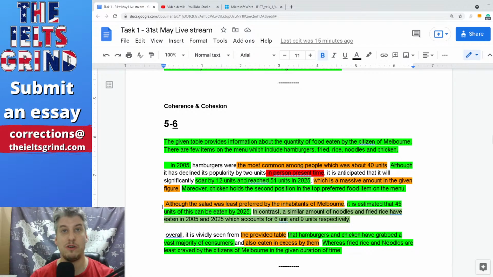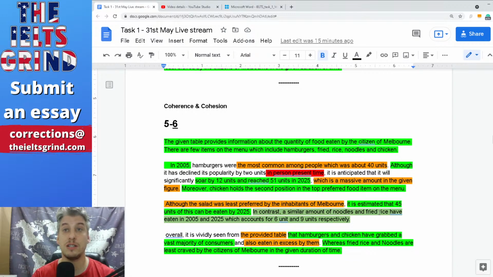Moving on to body paragraph 2. "Although the salad was least preferred by the inhabitants of Melbourne," it's a little bit difficult to understand. Although salad was the least preferred food by the inhabitants of Melbourne. So again, we need to be very clear what we're talking about. We're talking about food here. So let's say it. And the rest of that paragraph is really good. "It is estimated that 45 units of this can be eaten by 2025." Yeah, it makes a lot of sense. It's following on from everything we're saying.